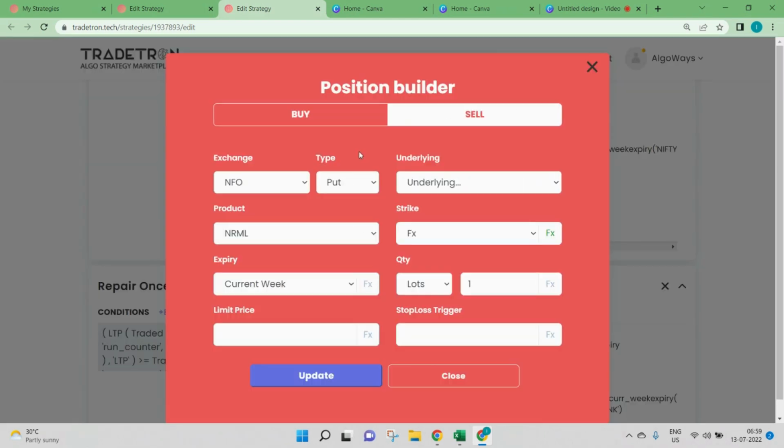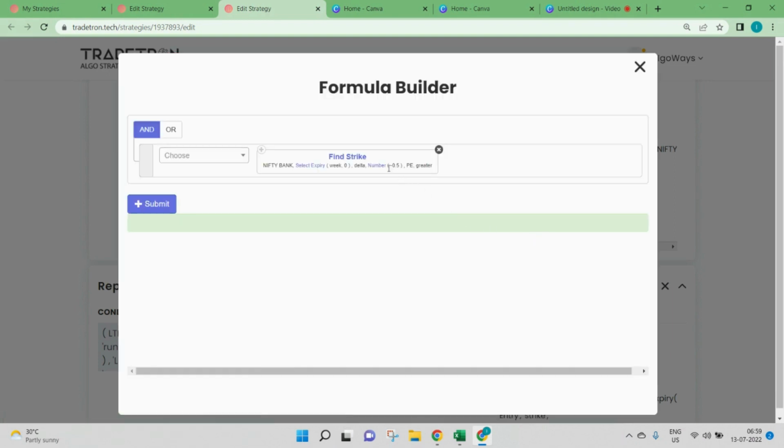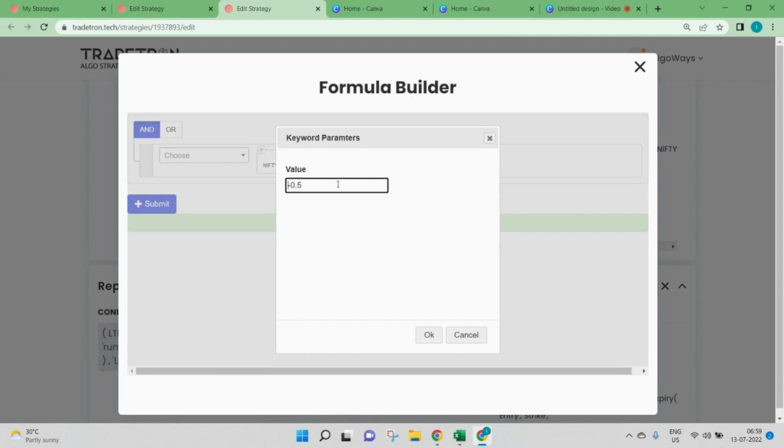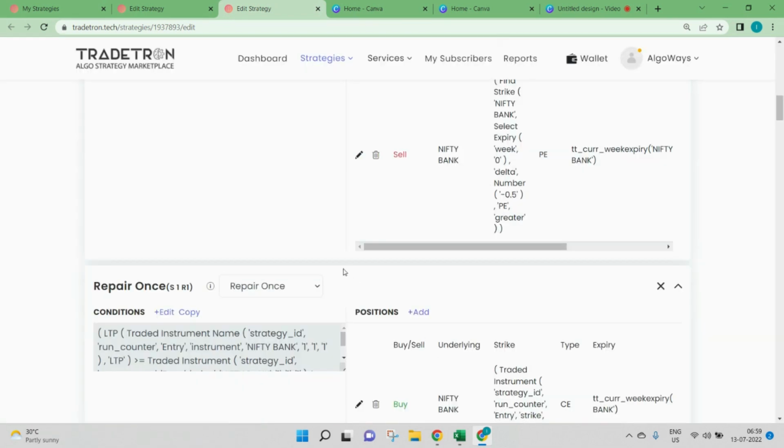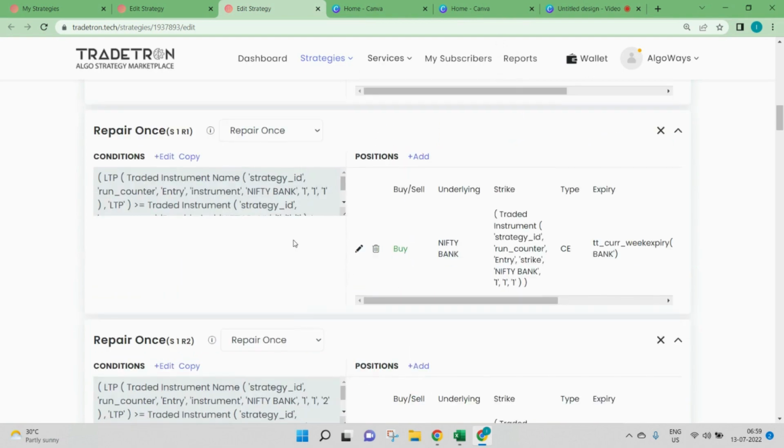And for the PE, again we are selling the same ATM strike, but in case of PE, the delta will be minus 0.5 instead of 0.5. So it's another way of selecting the strike, nothing else. No rocket science in this.